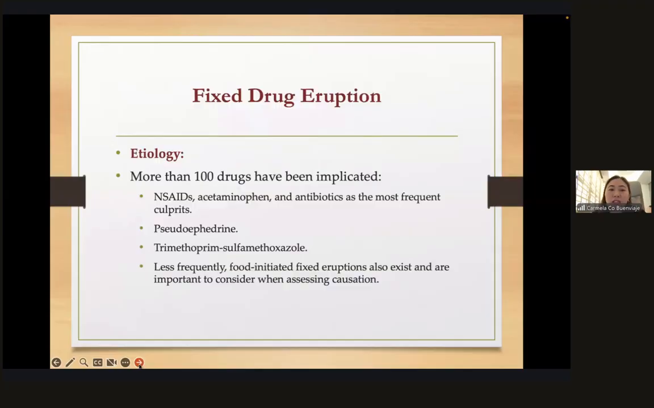Okay, so for the etiology, more than 100 drugs have been implicated. So these are the most common ones: NSAIDs, acetaminophen, and antibiotics as the most frequent culprits. Then also pseudoephedrine, trimethoprim sulfamethoxazole, and less frequently, it has also been reported that there are also food-initiated fixed eruptions that exist. It's also important to consider when assessing the causation in a specific patient.